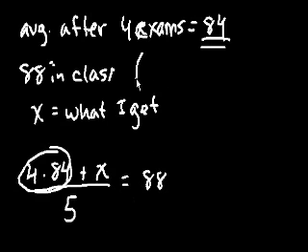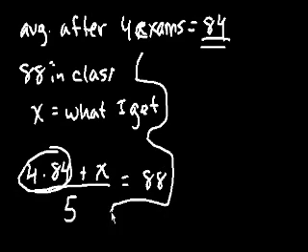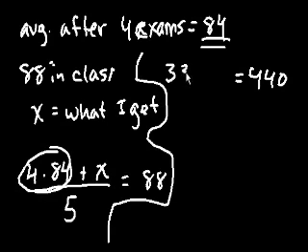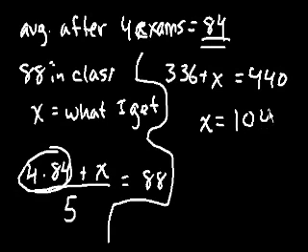So let me make some space here. 5 times 88 is, let's see, 5 times 80 is 400, so it's 440. 440 equals 4 times 84, we just saw that, is 320 plus 16 is 336. 336 plus x is equal to 440. Well, it turns out if you subtract 336 from both sides, you get x is equal to 104.